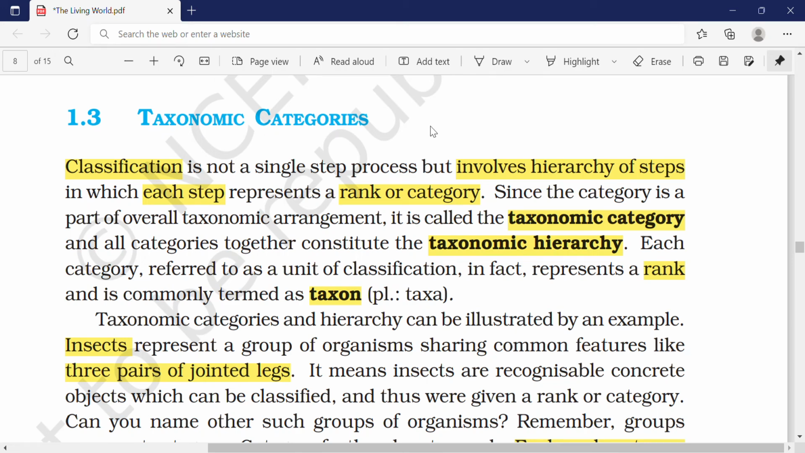Good evening, friends. So, today we are going to learn the 1.3 subtopic, taxonomic categories. So, let me start with this class.